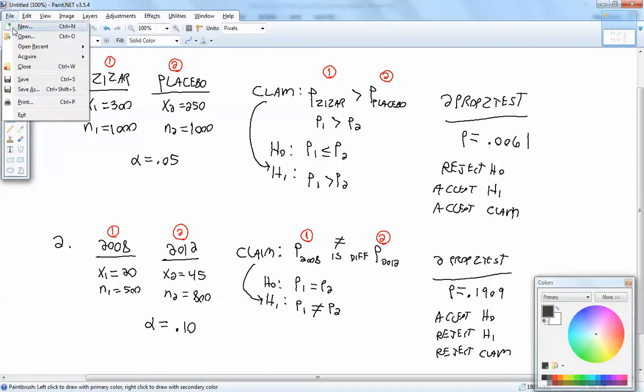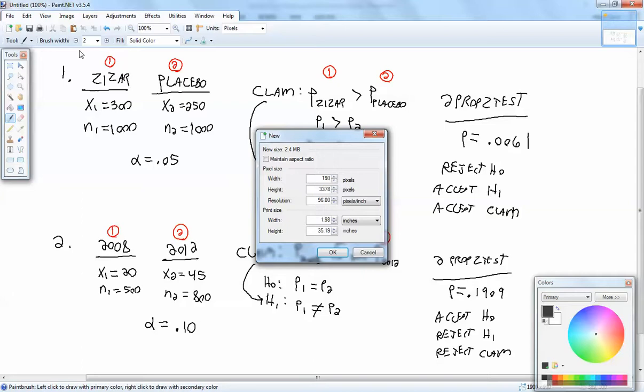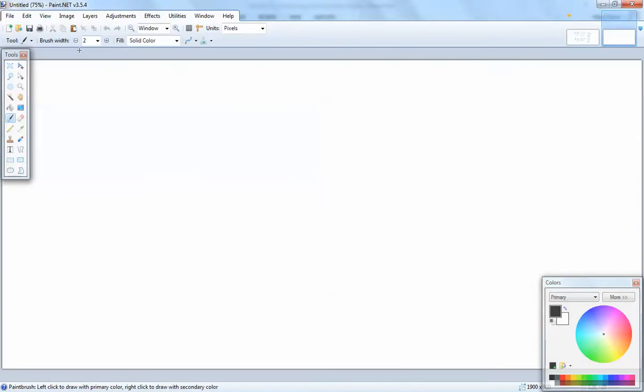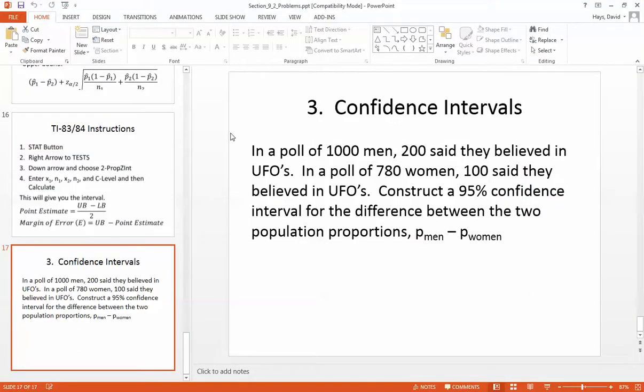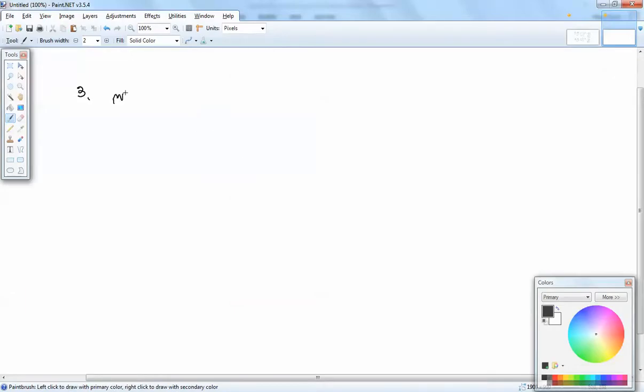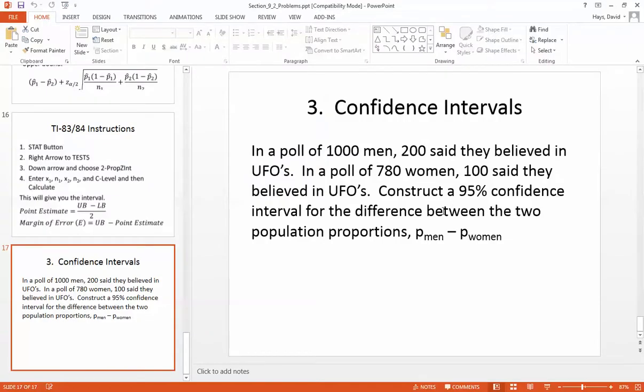Start a new page here. And it says, in a poll of 1,000 men, 200 said they believe in UFOs. In a poll of 780 women, 100 said they believe in UFOs. So we got men and women. Construct a 95% confidence interval for the difference between the two population proportions.